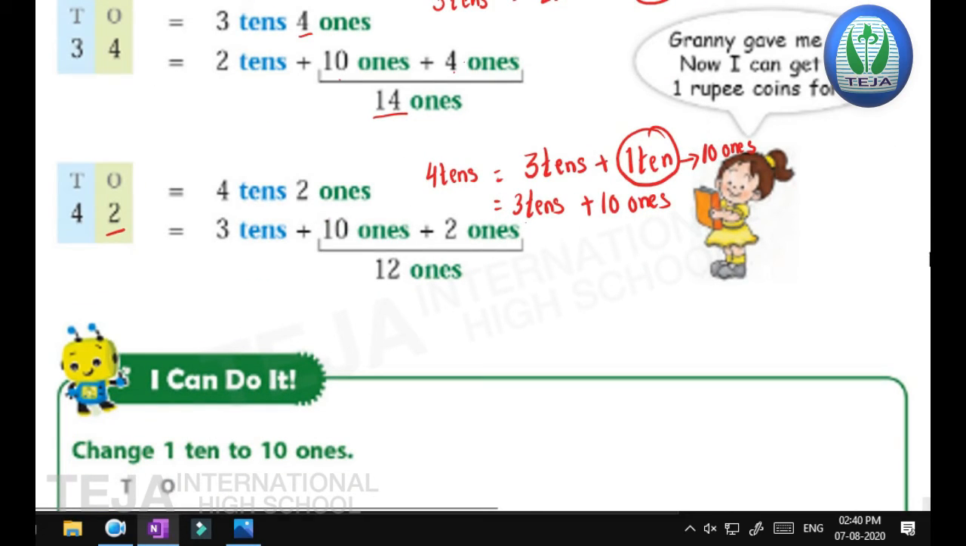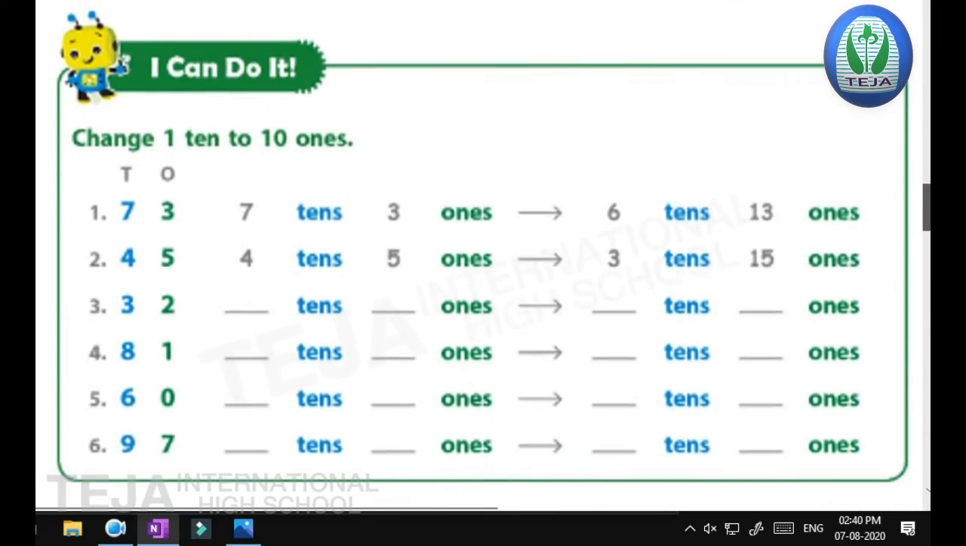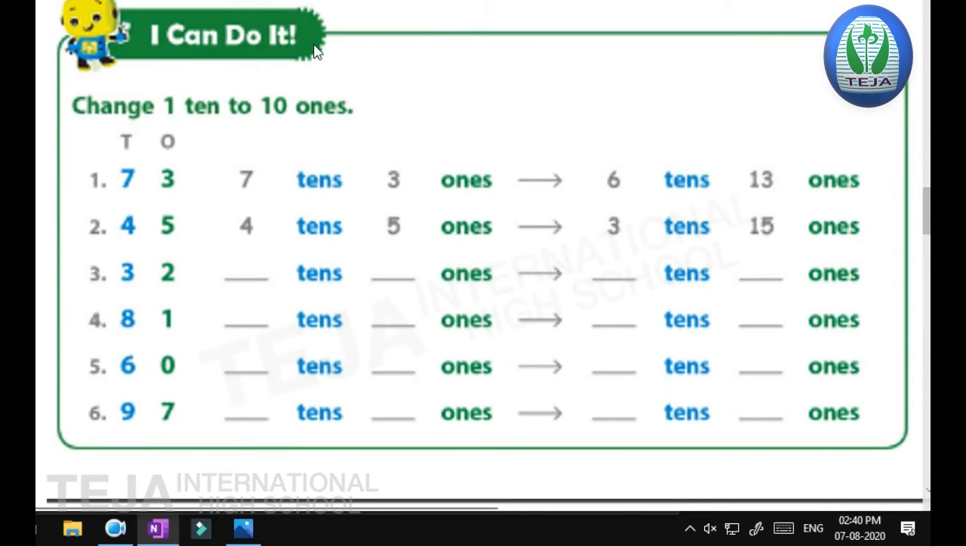Okay. Now based on this topic, here problems are there. Now we'll solve it. I can do it. Now change 1 ten to 10 ones. Now first write the place values, children. Here the first number is 73. In the ones place 3 is there, in the tens place 7 is there. So 73 equal to 7 tens, 3 ones.